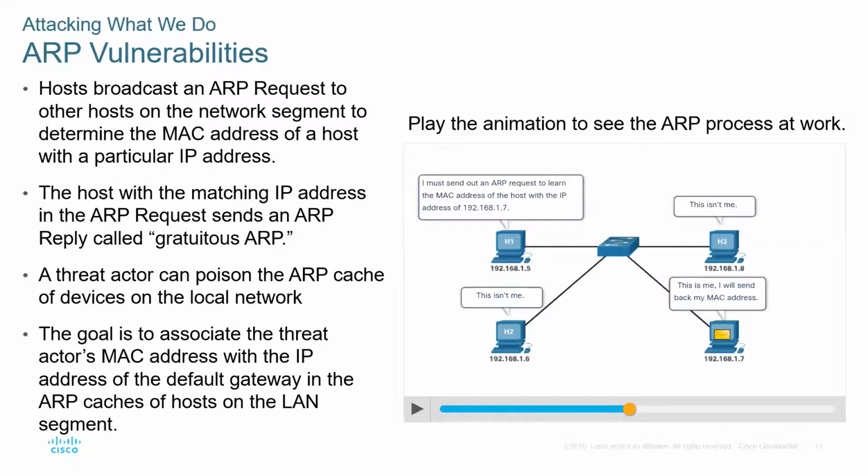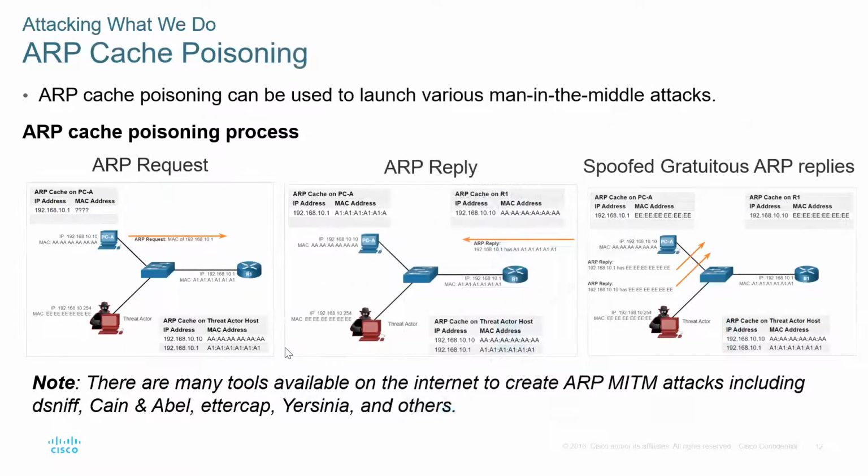So that's the standard ARP cache. The difference here is that a threat actor can poison this ARP cache on the device by simply responding and saying, I'm this IP address, here's my MAC address. The goal is to intercept that traffic and get it redirected to them. To do that, you have to do what's called ARP cache poisoning. It's used to launch various man-in-the-middle attacks, and you guys will be going through some man-in-the-middle attacks.